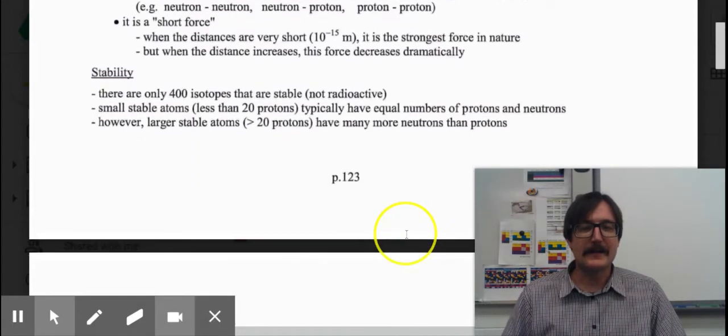All right, stability. There are 400 isotopes that are stable, not radioactive. Small stable atoms, less than 20 protons, typically have equal numbers of protons and neutrons. But as the atom gets larger and larger, with more than 20 protons, it'll have more neutrons than protons.